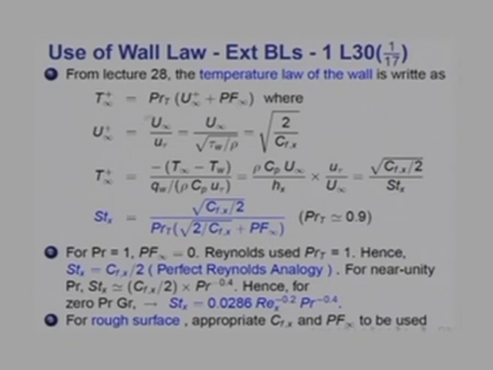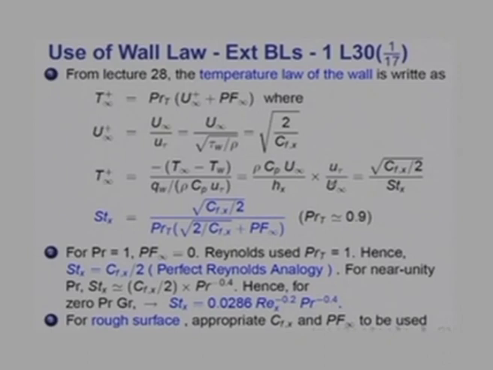So, u infinity plus here would be simply u infinity by u tau, which is u infinity under root tau wall by rho, or it can be written as under root rho u infinity squared divided by tau wall, which is nothing but under root 2 by Cfx. T infinity plus, as you will recall, is defined as minus T infinity minus T wall divided by q wall by rho Cp u tau.